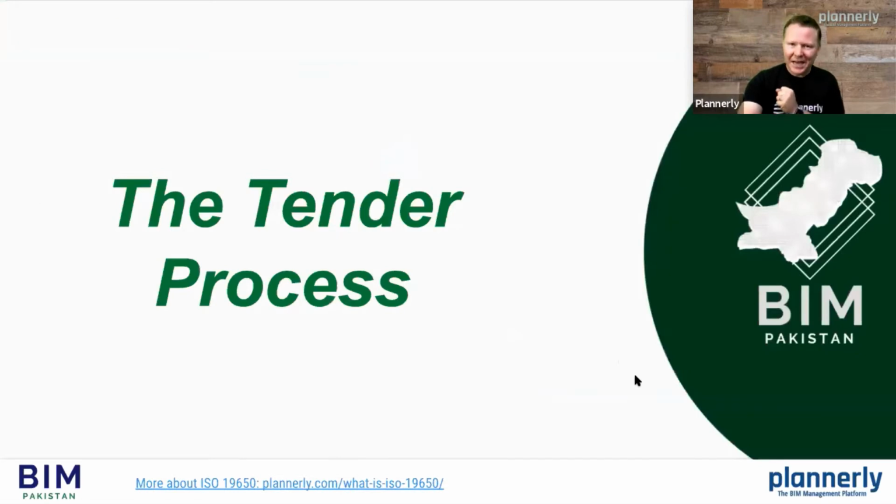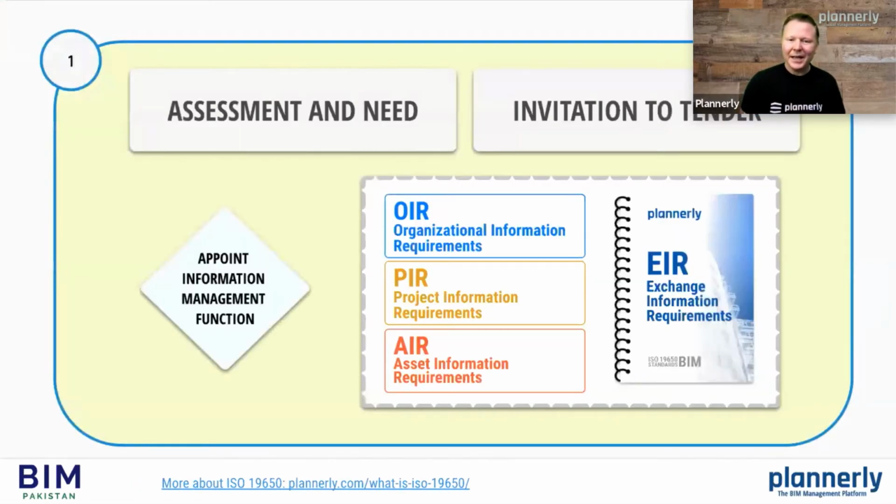Step 1, the tender process. This incorporates evaluating what's needed and asking for it. The resources that are needed are the organizational, the project, the asset, and all forms of the exchange information requirements. What the owner needs to do, if they're not able to do it themselves, is appoint, and even if it's them doing it, they need to appoint specifically an information management function.